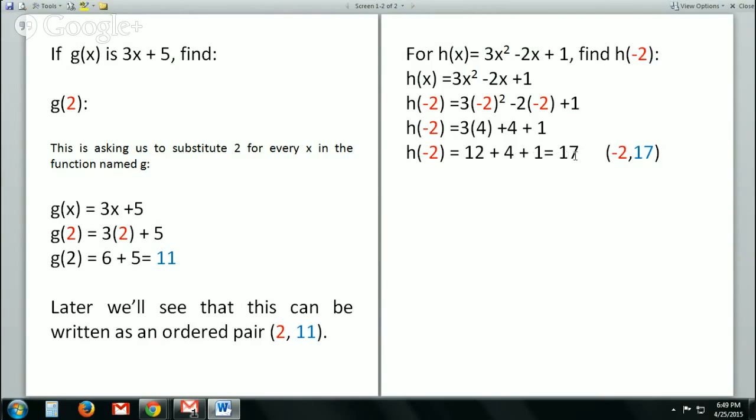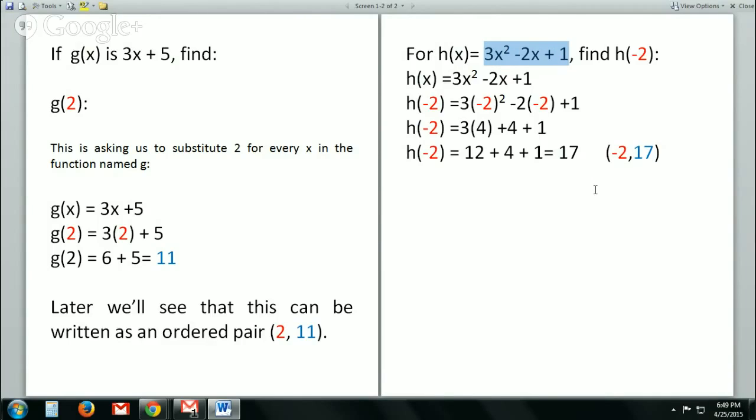One more is 17. Again, the number that we substituted, negative 2, that's an x value for an ordered pair. The value that we got out, that's a y value. So (negative 2, 17) would be the point that is associated with h of negative 2 for the function we were given.